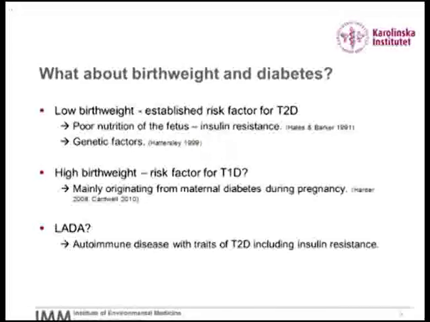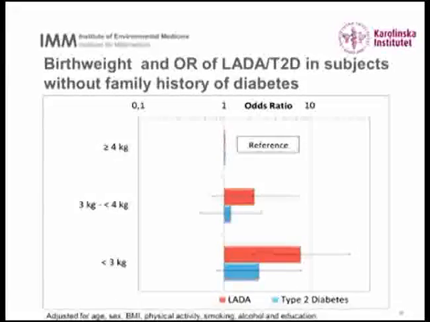What about birth weight and diabetes? We know that low birth weight is associated with high risk of type 2 diabetes, and high birth weight is a risk factor for type 1 diabetes. What about birth weight and LADA? This was also a subgroup of the ESTRID trial done in the Karolinska Institute. And this is what they found: when the birth weight was low, the risk for LADA was high. The risk for type 2 diabetes was also high, but much more for LADA.